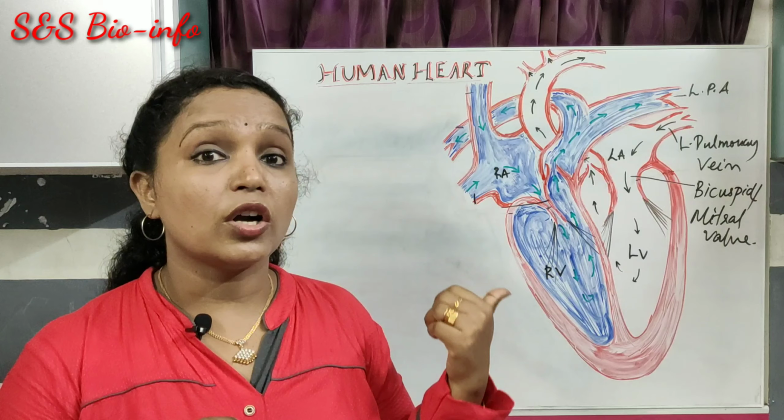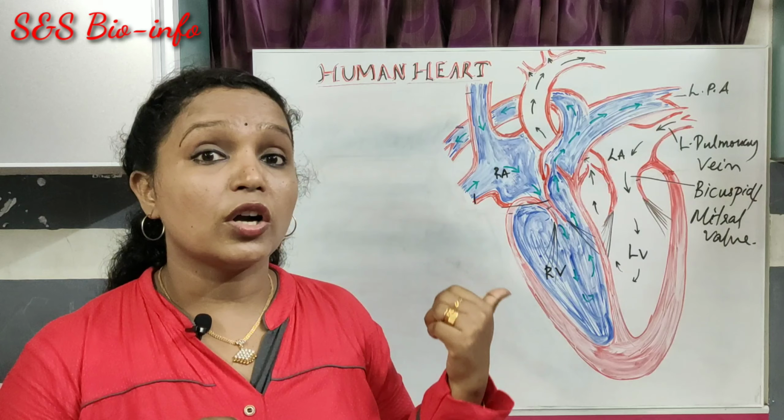The next parts are blood vessels. There are certain blood vessels which are associated with the human heart. Let's familiarize them. Certain blood vessels bring blood to the heart. Some blood vessels carry the blood from the heart to different parts of the body. First of all, vena cava. Vena cava is the largest vein in the human body.